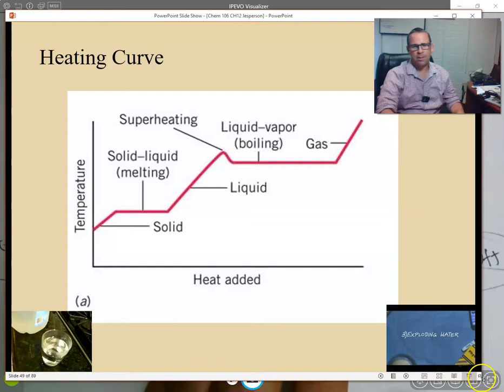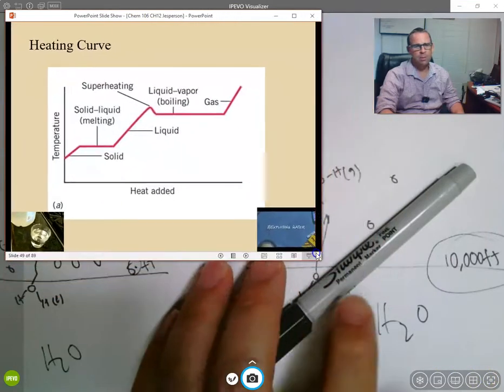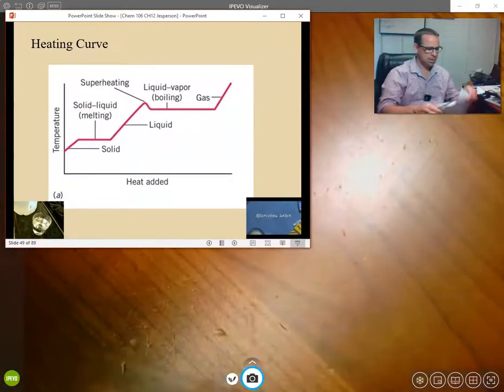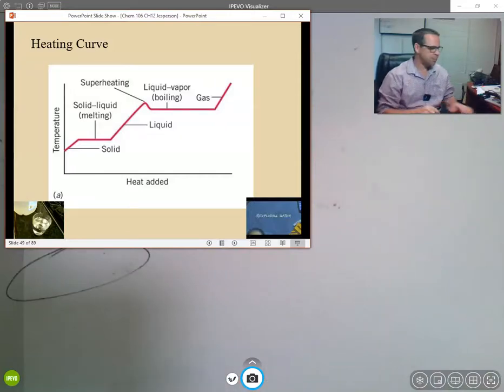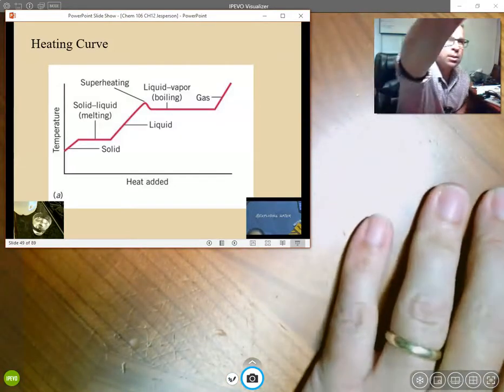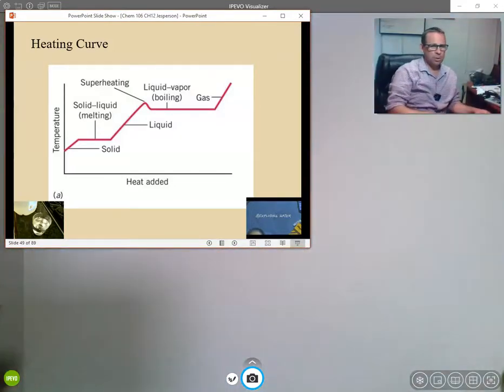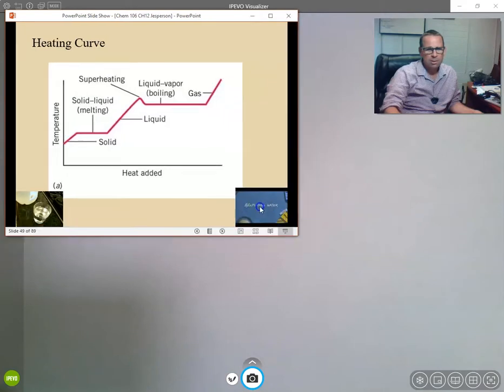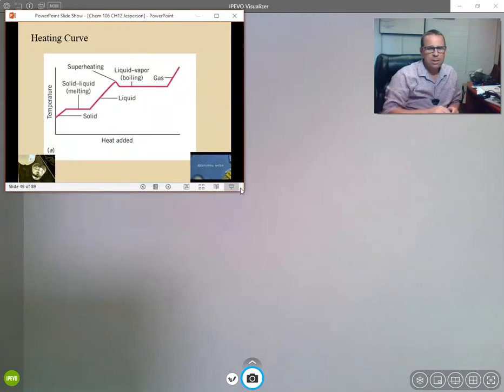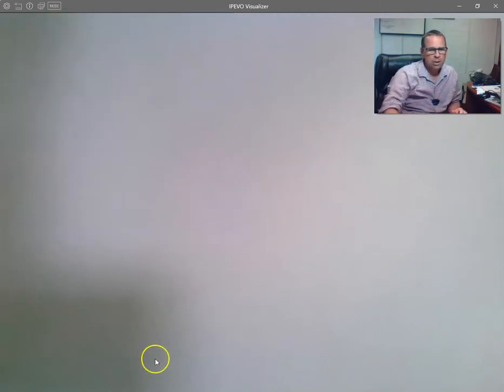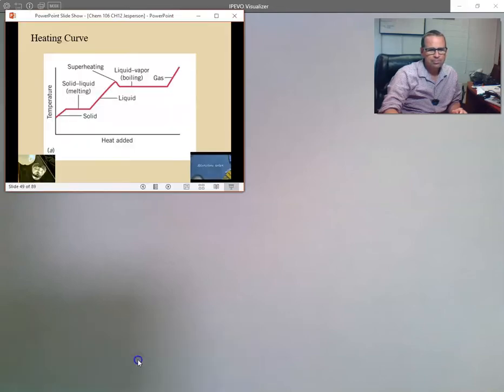And this is the kind of curve that we see whenever we add heat to systems, and it's because of what the heat is doing. The heating curve helps remind us what heat does when we add it to a system.